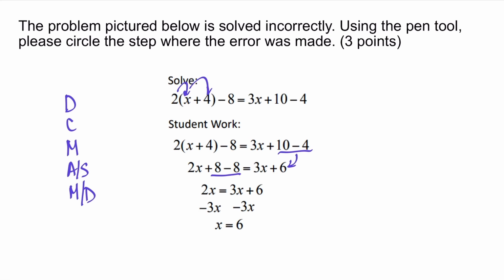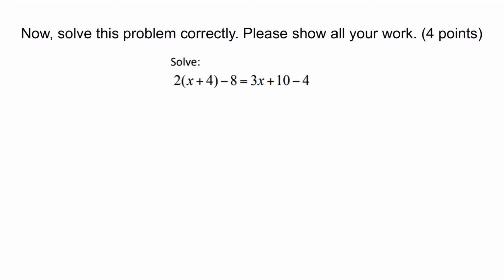So far it's good. But then look here. To move all the variables to one side, they subtracted 3x from both sides. Well, when they did that, they got 2x minus 3x, which should be negative 1x. So that is the step where the mistake was made. So I'm going to go ahead and circle that. So now let's work through this problem and solve it correctly.